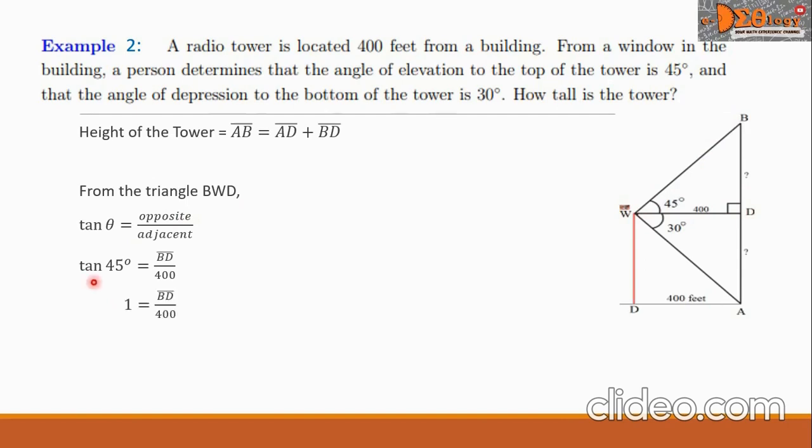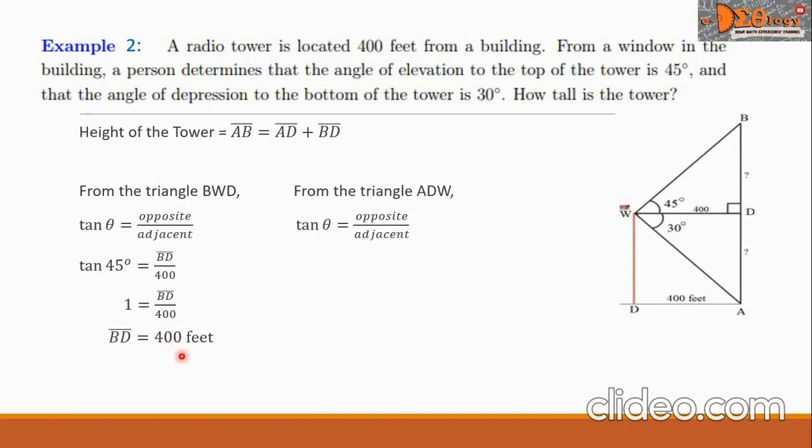Simplifying further, tangent 45 degrees is equal to 1 equals the right side still BD over 400. We will cross multiply 400 to the left side. We have now BD equals 400, and we will affix the unit of measurement, feet. So the BD is 400 feet.